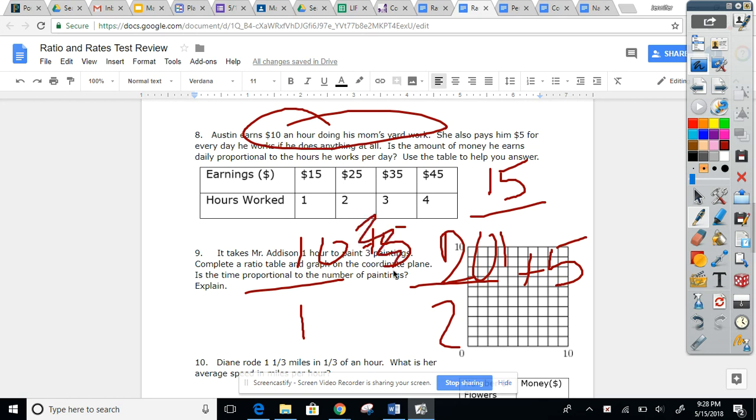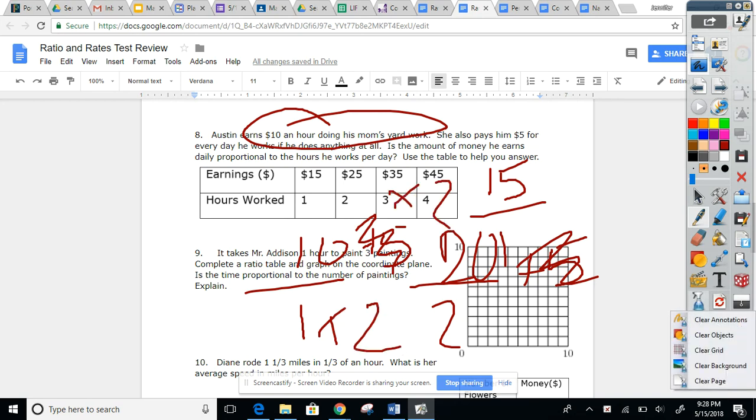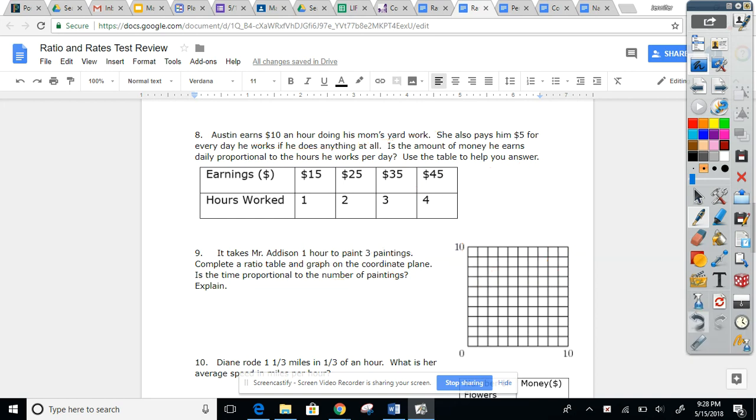If he didn't earn that 5 extra dollars, it would be proportional. It would be 10 to 1, and 1 times 2 is 2, and 10 times 2 is 20. But with him earning that additional $5, it makes it non-proportional, because 1 times 2 is 2, but 15 times 2 is not 25. That would be 30. So that's not a proportional relationship.